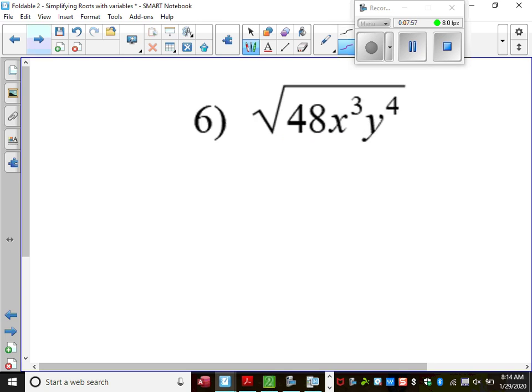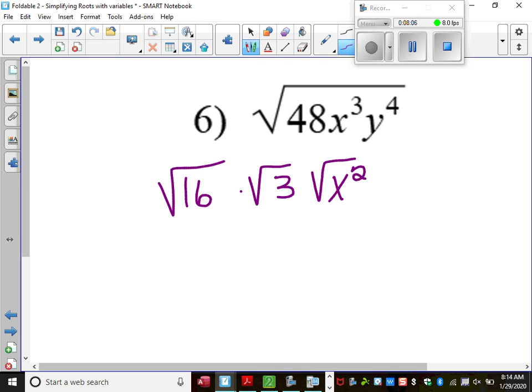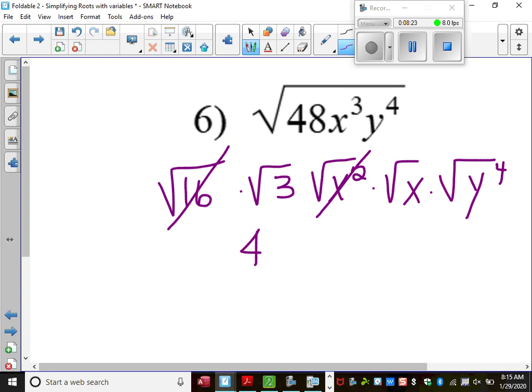All right, next one. Here's the 16 times 3 again. And then I can break this down to x squared times x. And then y to the 4th is already a perfect exponent. So I'm going to take everything out that's perfect. Square root of 16 is 4. Square root of x squared is what? X. And the square root of y to the 4th is y to the 2nd. And everything I did not cross out will remain under the radical. Okay. Any questions on that?